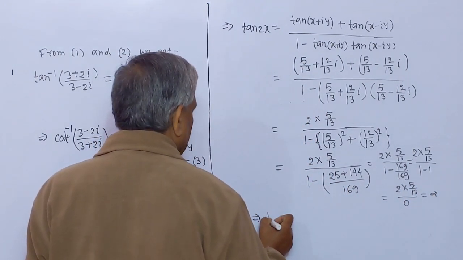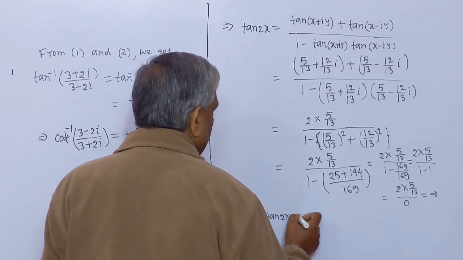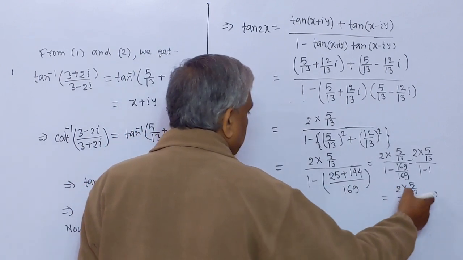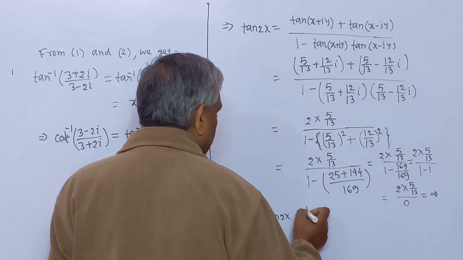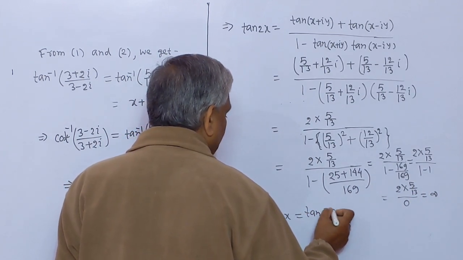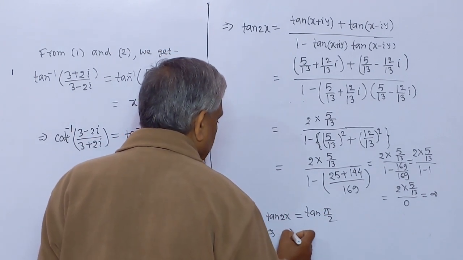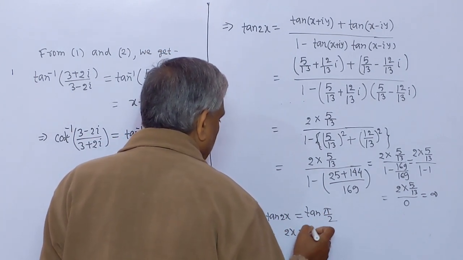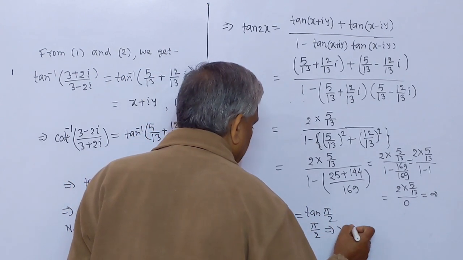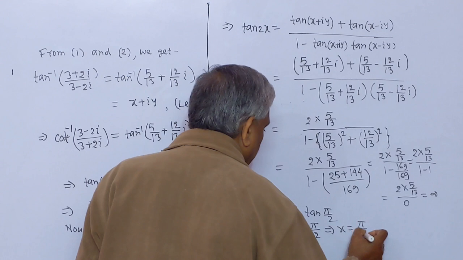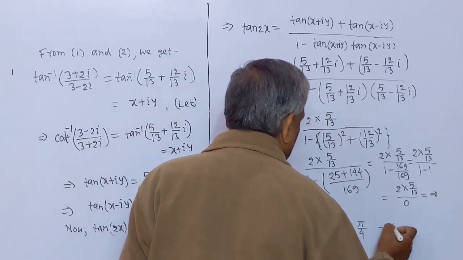implies that tan 2x equal to the value of infinity, which is tan pi by 2. Tan pi by 2 implies that 2x equal to pi by 2, implies that x equal to pi by 4. Let this be number 6.